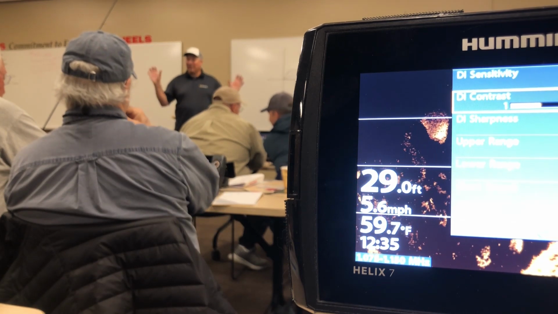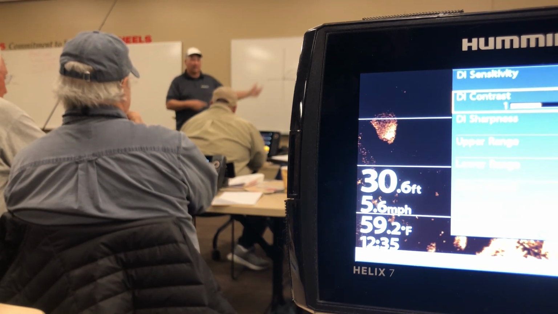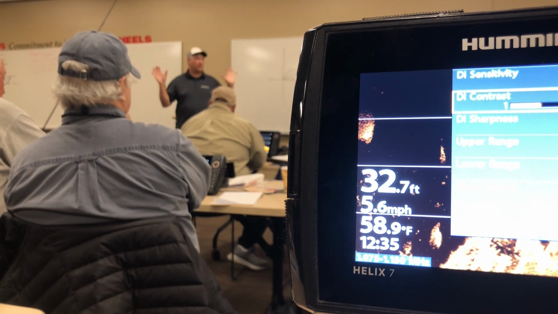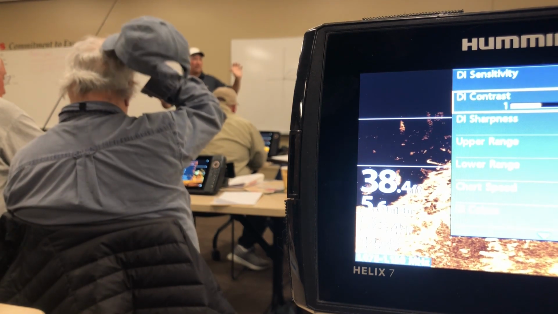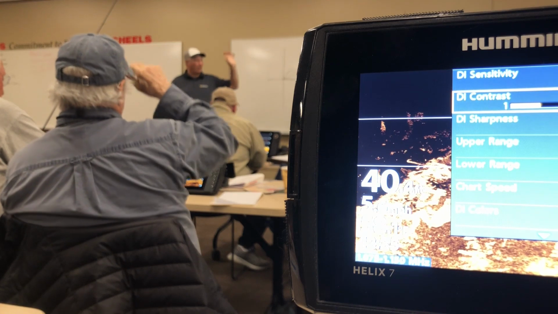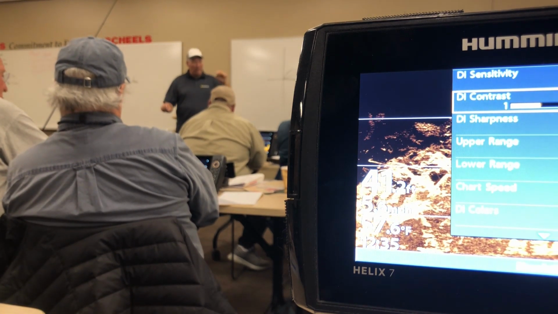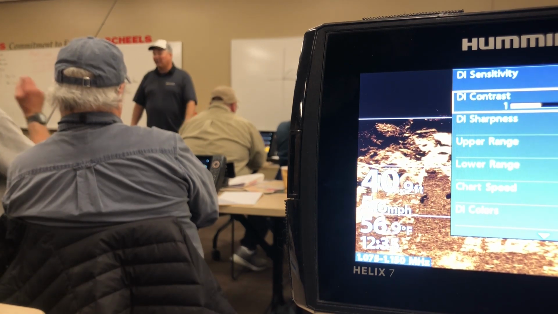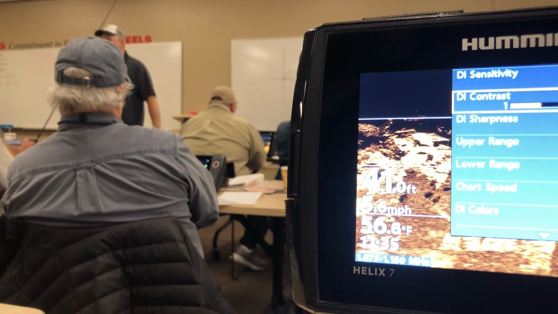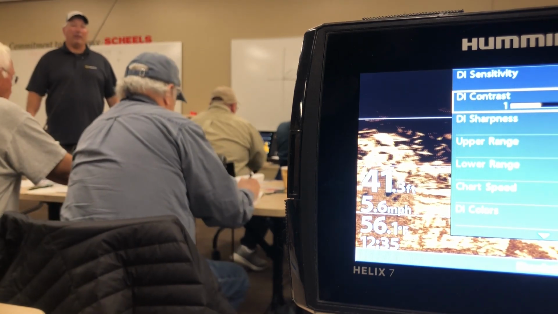Ansel Adams, if anybody's a photography buff, he took a lot of pictures out this way, if I'm not mistaken. Best ever at it. His photos were so dramatic in contrast, because he had blacks that were black and whites that were white. What we want to try to do with the contrast and sensitivity settings on down imaging and side imaging is duplicate an Ansel Adams black and white photo.